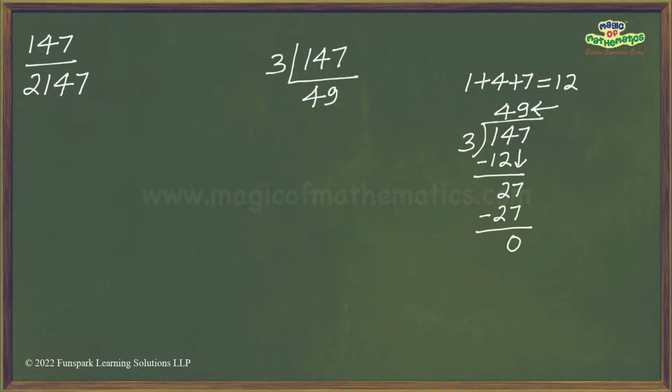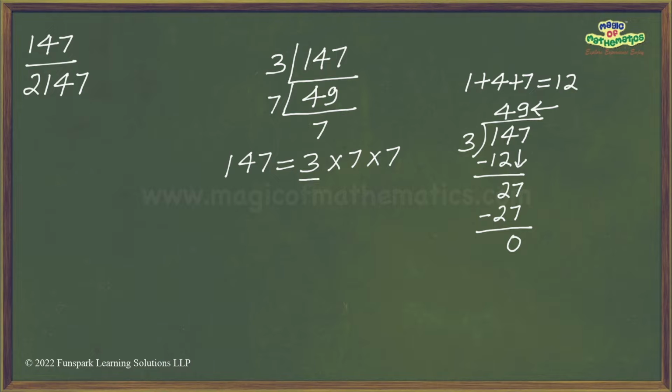49 is divisible by 7. Taking out 7 as a factor, I am left with 7 and I am done. I can write 147 as 3 times 7 times 7. All I need to do now is see if the denominator 2147 is divisible by any of these factors.